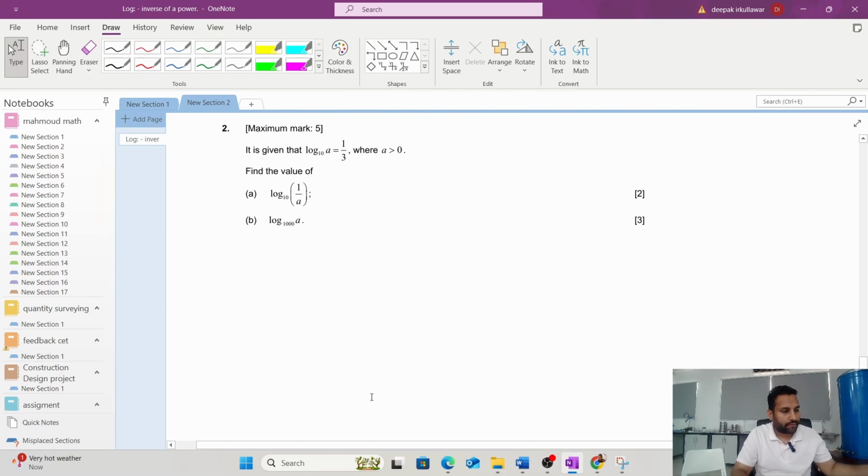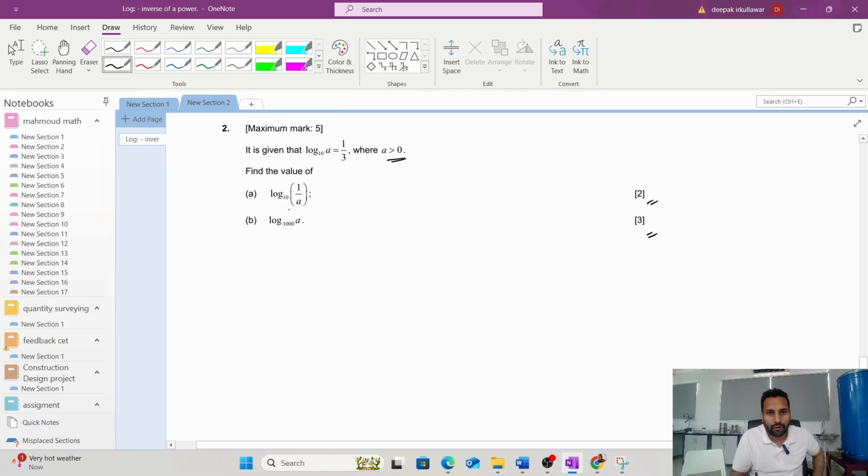Similarly, we have, now this was asked in IB paper 1 of May 2024. Okay, so the question says this was asked for 5 marks. Okay, so the question says log base 10 a is 1 by 3 where a is greater than 0.